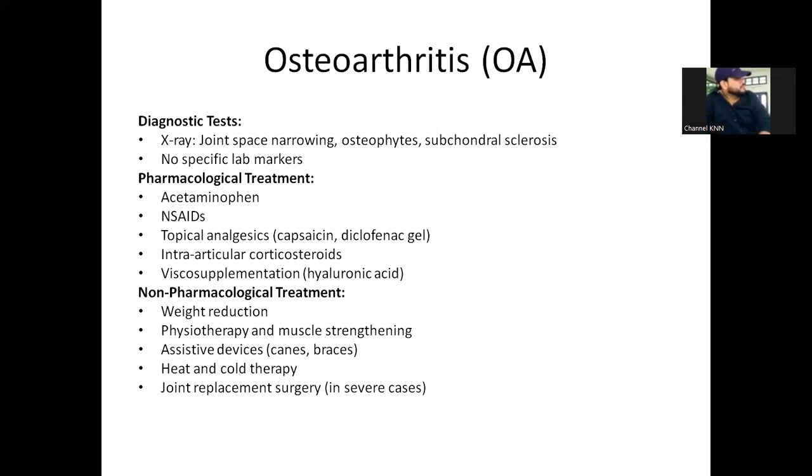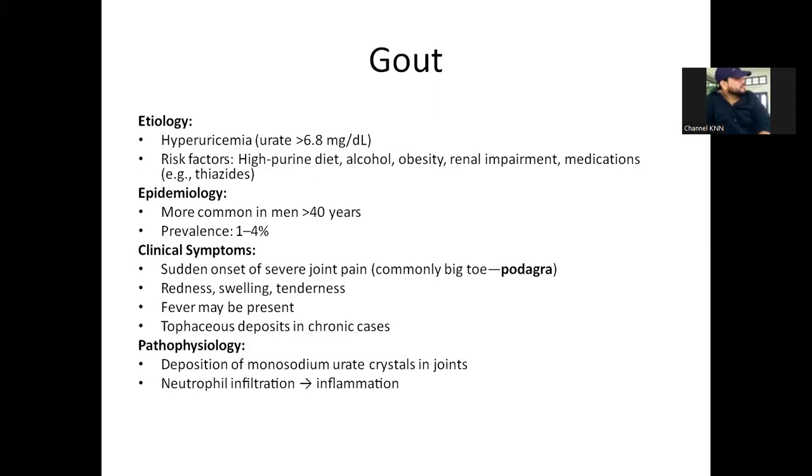osteoarthritis. Non-pharmacological treatment mainly involves measures for any type of joint disorder. The main non-pharmacological treatments are weight reduction, physiotherapy and muscle strengthening. Some assistive devices like canes and braces can be used for reducing the burden of osteoarthritis. Heat and cold therapy will also be provided. Joint replacement surgery can be done in severe cases of osteoarthritis.